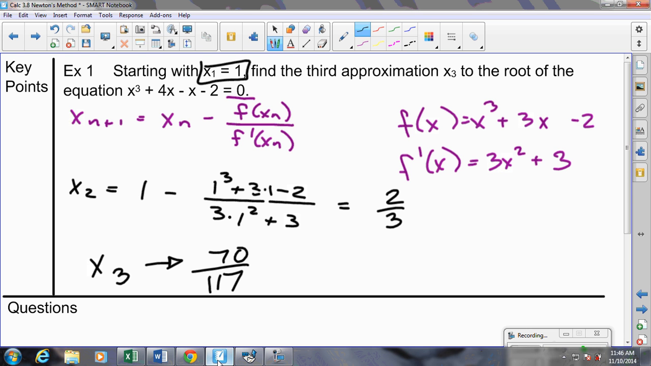This process of how we just go back and plug them in is exactly what your calculator is doing whenever you use the solve feature, whenever you use an intersect feature. This is in part what it's doing.